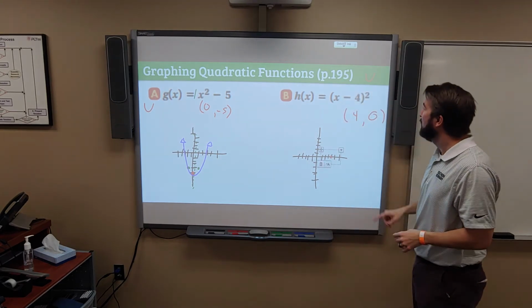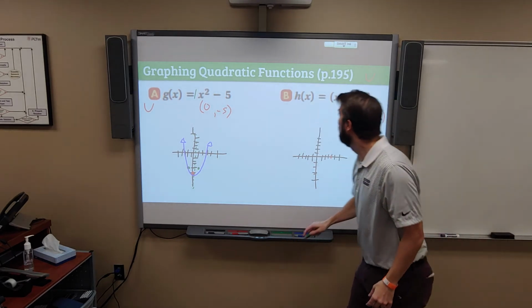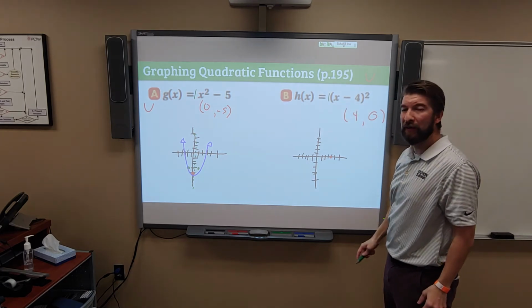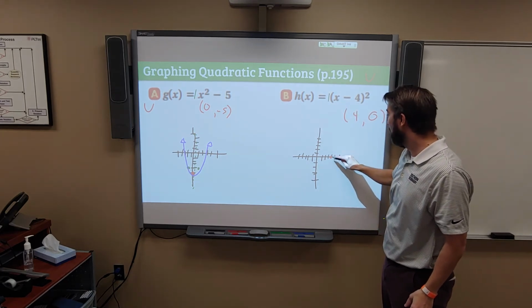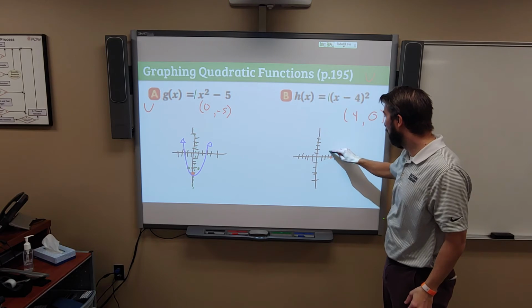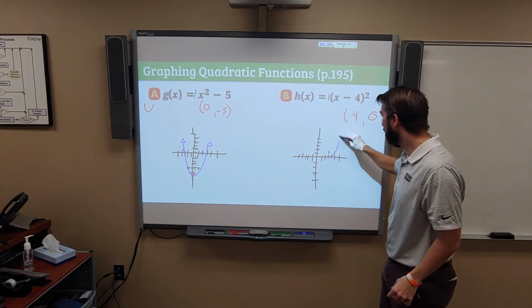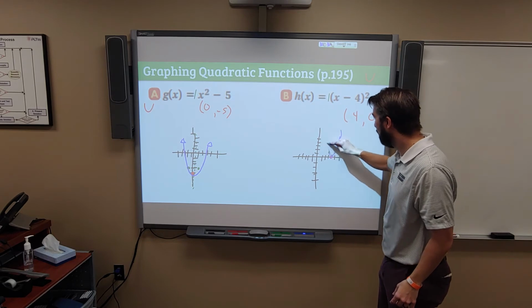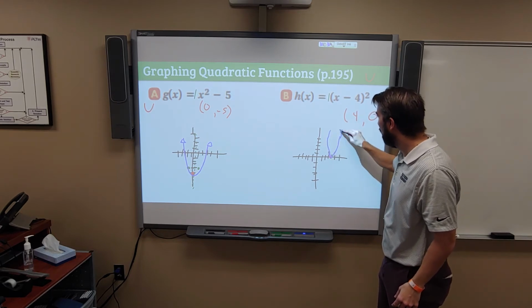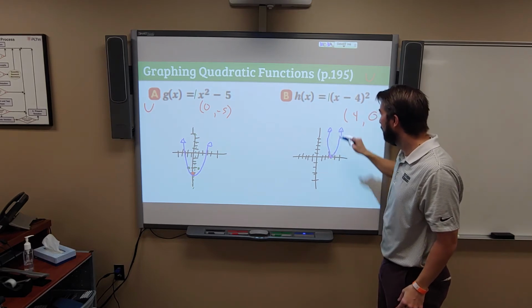And then my kind of slope is a 1 again. It's invisible, but it's there. So I'm going to go up 1, over 1, up 1, over 1. And let's see if I can draw this a little bit better. Yeah, it's not bad. I've seen worse. All right, and it's kind of a U shape.